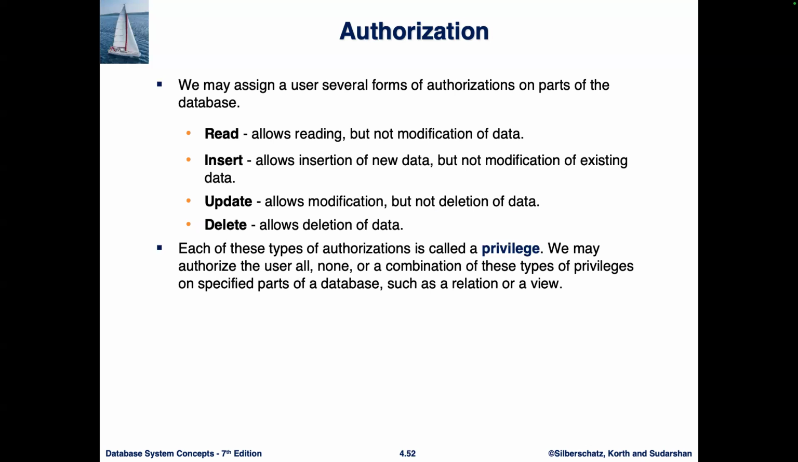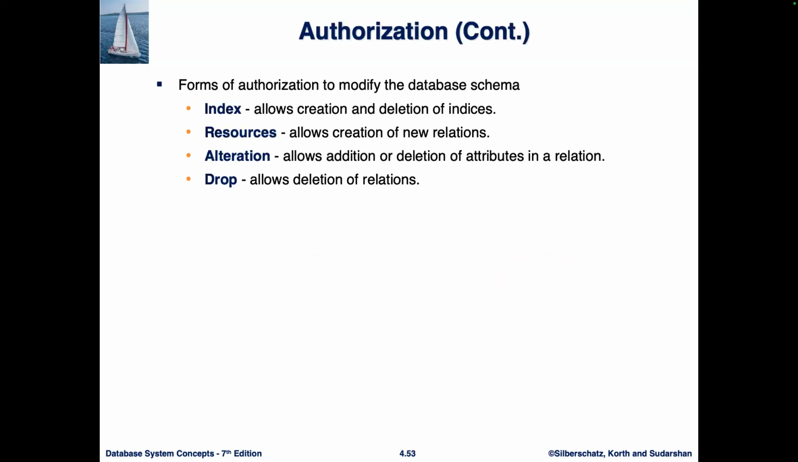You can assign a user any combination of these privileges on specific parts of the database, such as a table or a view. In addition to controlling access to data, SQL also provides forms of authorization that allow users to modify the database schema. These authorizations determine what changes a user can make to the structure of the database, not just the data. Forms of authorization for schema modification.